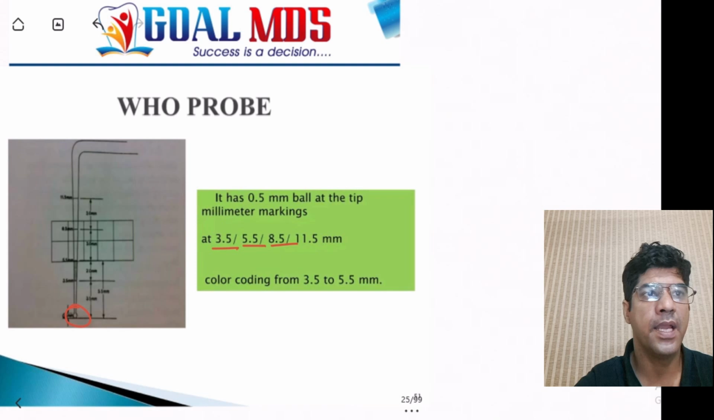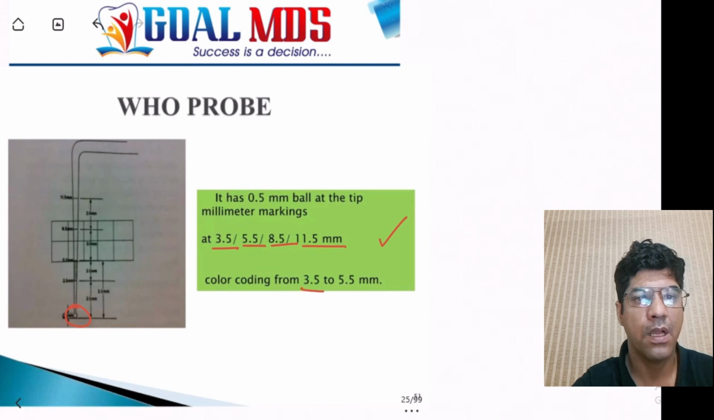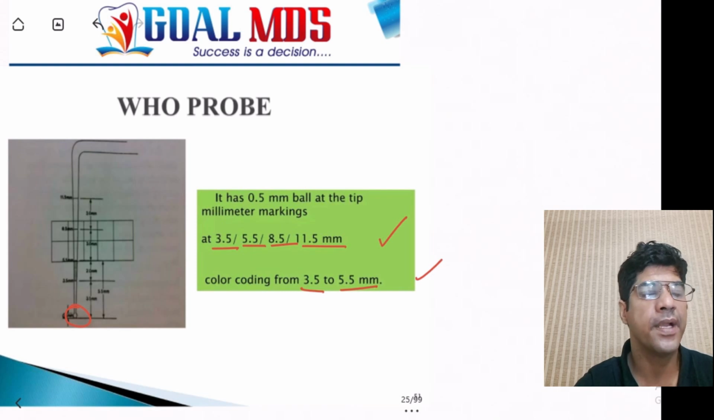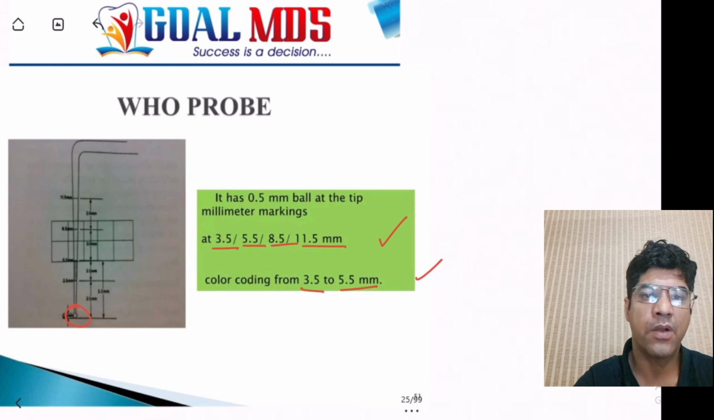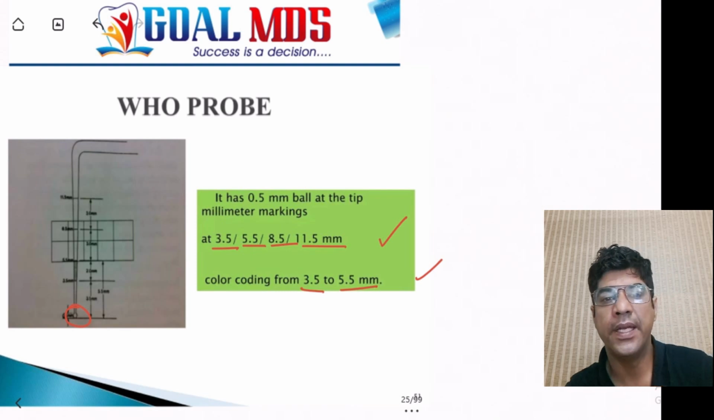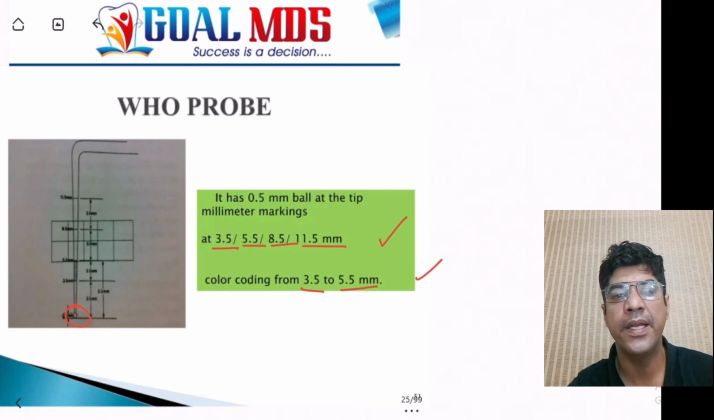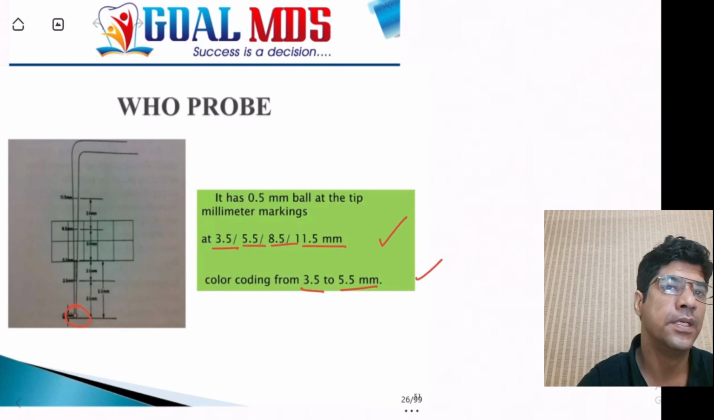It has markings at 3.5, 5.5, 8.5 and 11.5 mm. These millimeter markings indicate the depth of the gum pocket. Along with that, there is color coding from 3.5 to 5.5 mm. This color coding serves as a visual indicator, making it easier to quickly identify the depth within the range.